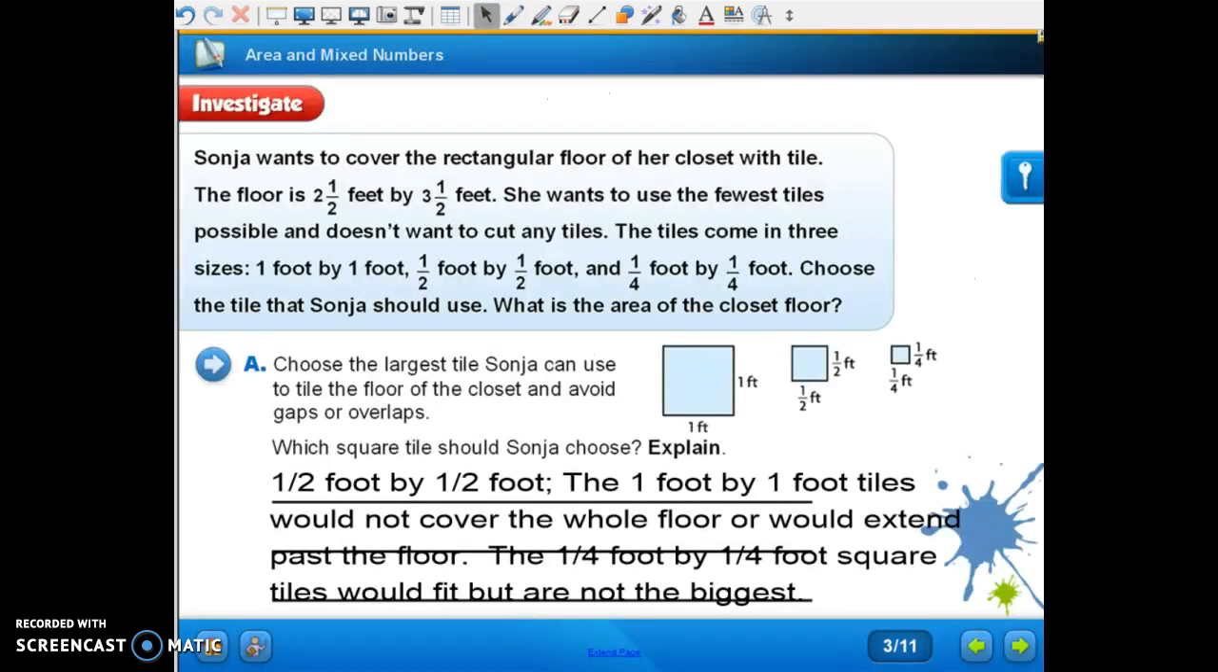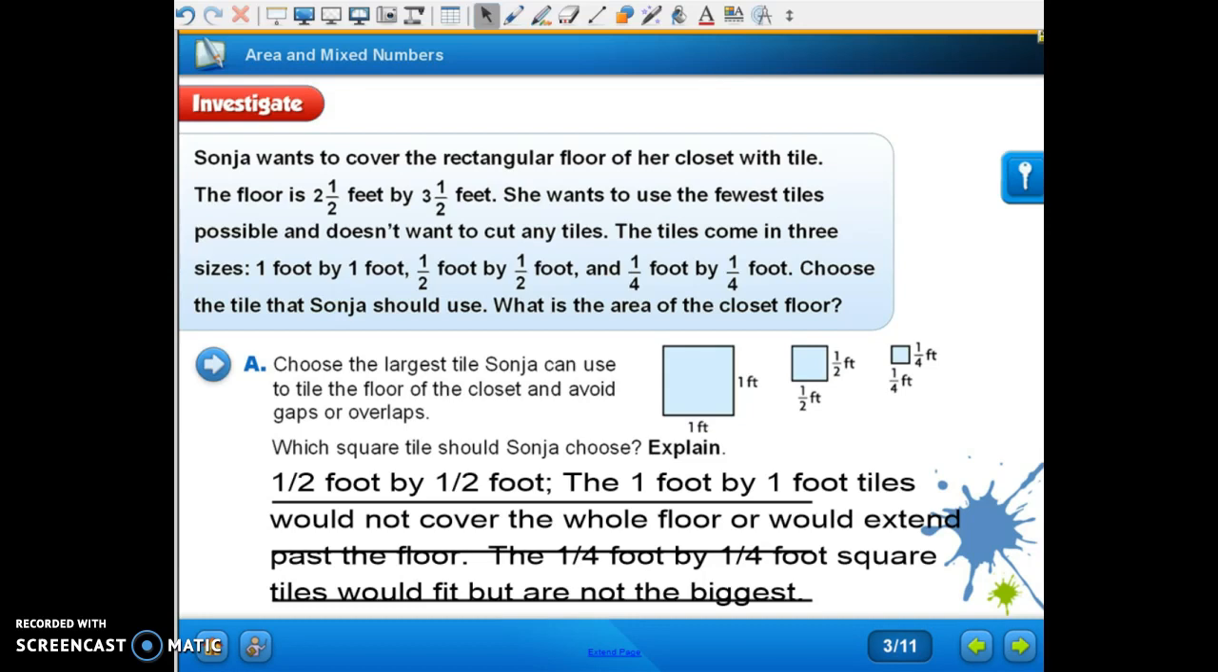Okay, we're going to go back to your paper and we're going to write something in for our explanation. The 1/2 foot by 1/2 foot are the best tiles to use. The 1 foot by 1 foot tiles will not cover the whole floor or would hang over. So you would get over to where you would have that 6-inch space, and you would have to cut that 1 foot tile or leave a blank spot. Remember, she wants to use the fewest tiles possible and doesn't want to have to cut any. And the 1/4 tile would also work, but she wants to use the fewest.